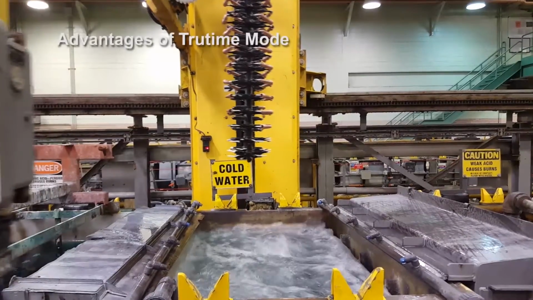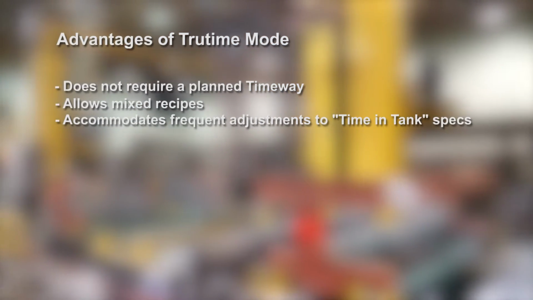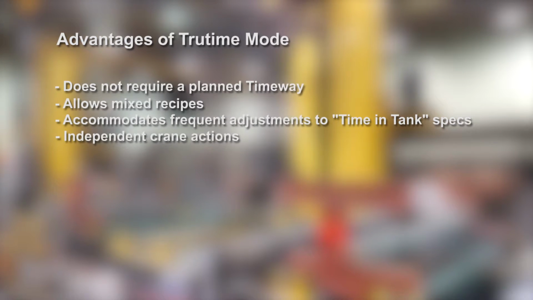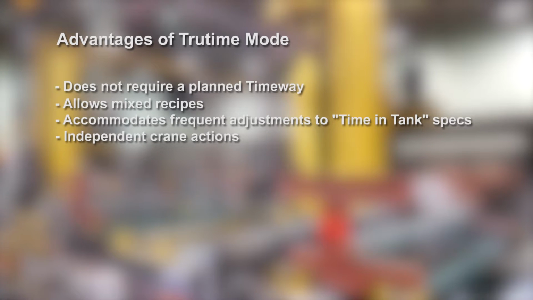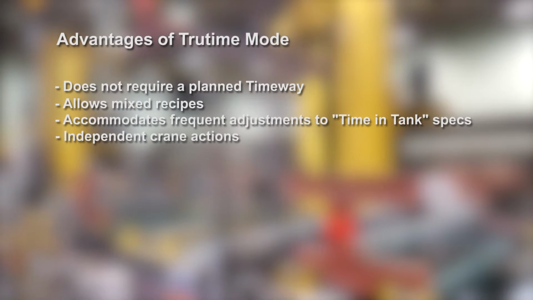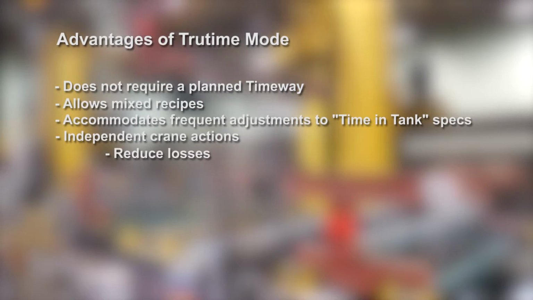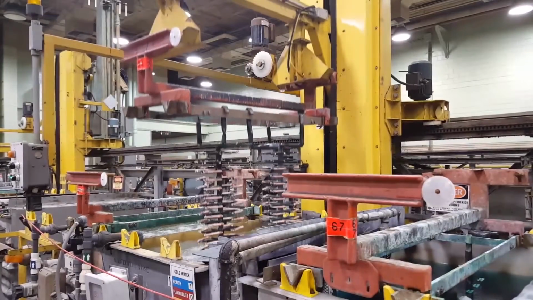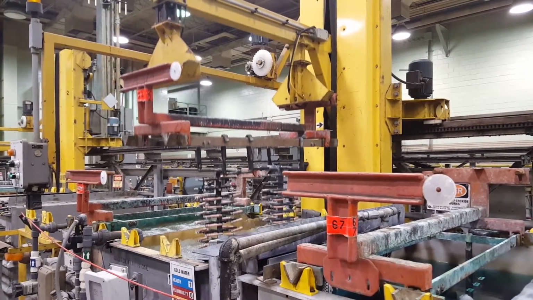The advantages of Trutime mode are: it does not require a planned timeway. It allows for mixed recipes. It accommodates frequent adjustments to time and tank specs which could result from chemistry changes. The actions of each crane are independent, so that a problem on crane 1 will not prevent cranes 2 and 3 from operating. This can reduce losses, since the line may be able to continue running even if one of the cranes experiences a problem.